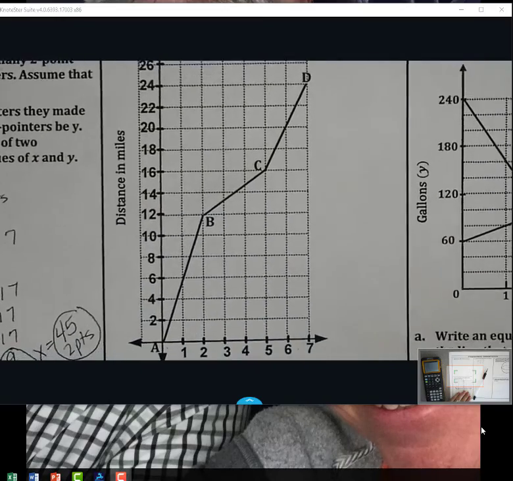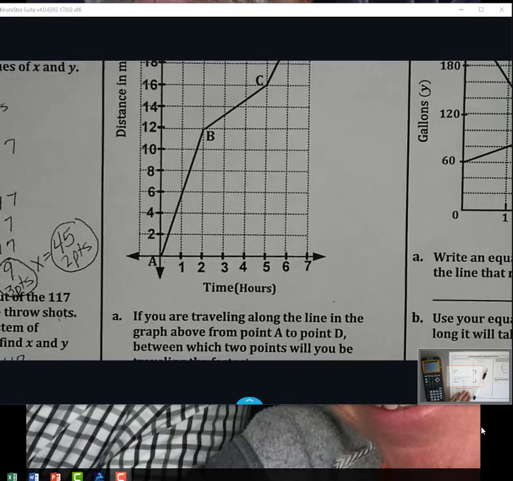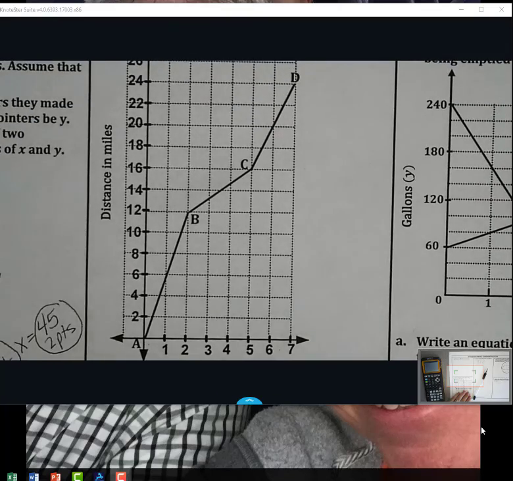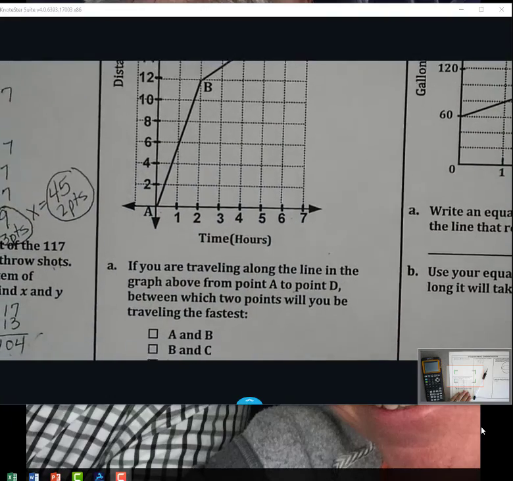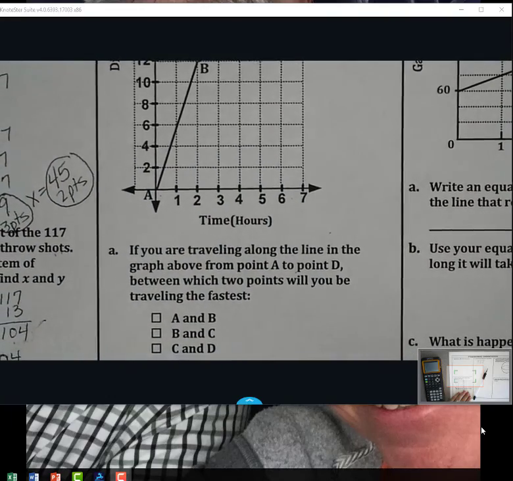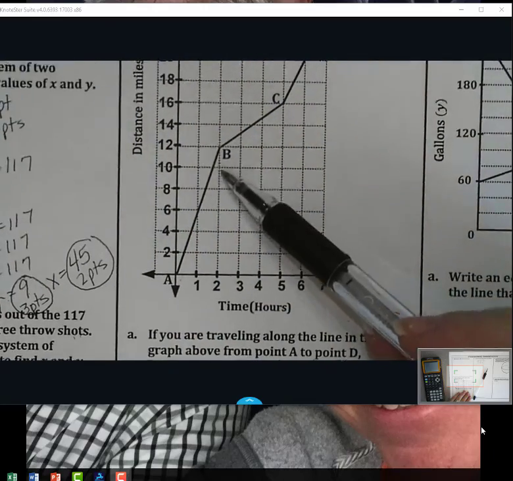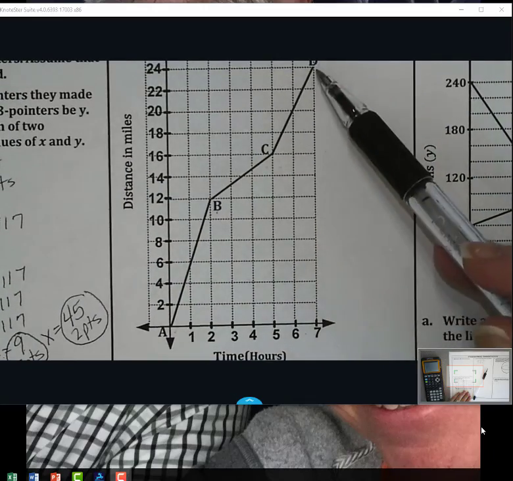Okay, we're looking at this graph. If you are traveling along the line in the graph above from point A to point D, between which points are you traveling the fastest? So are you traveling the fastest here, here, or here?